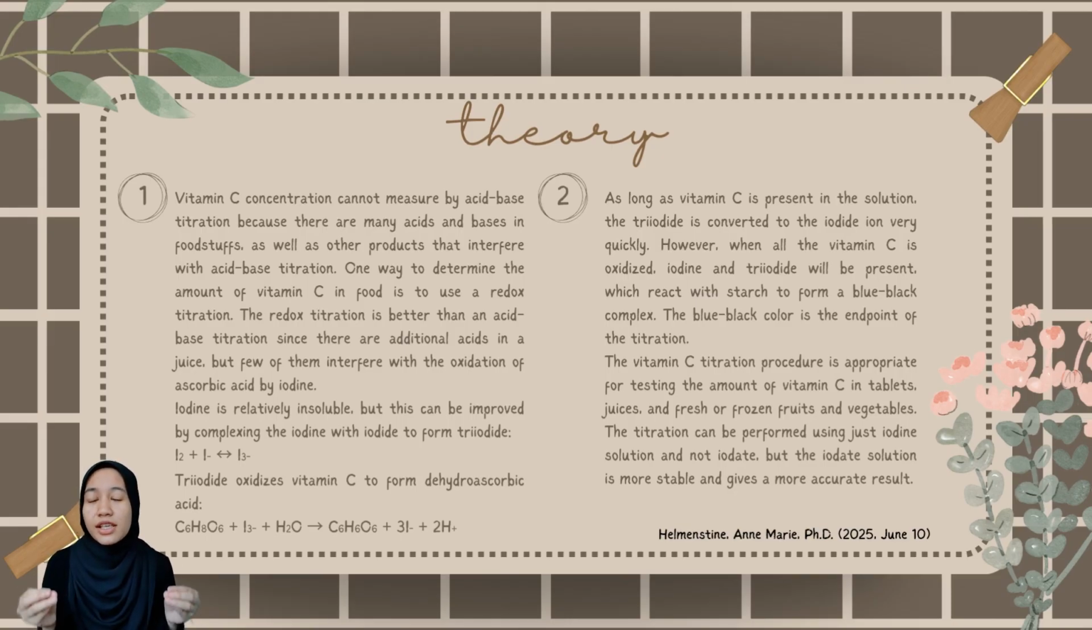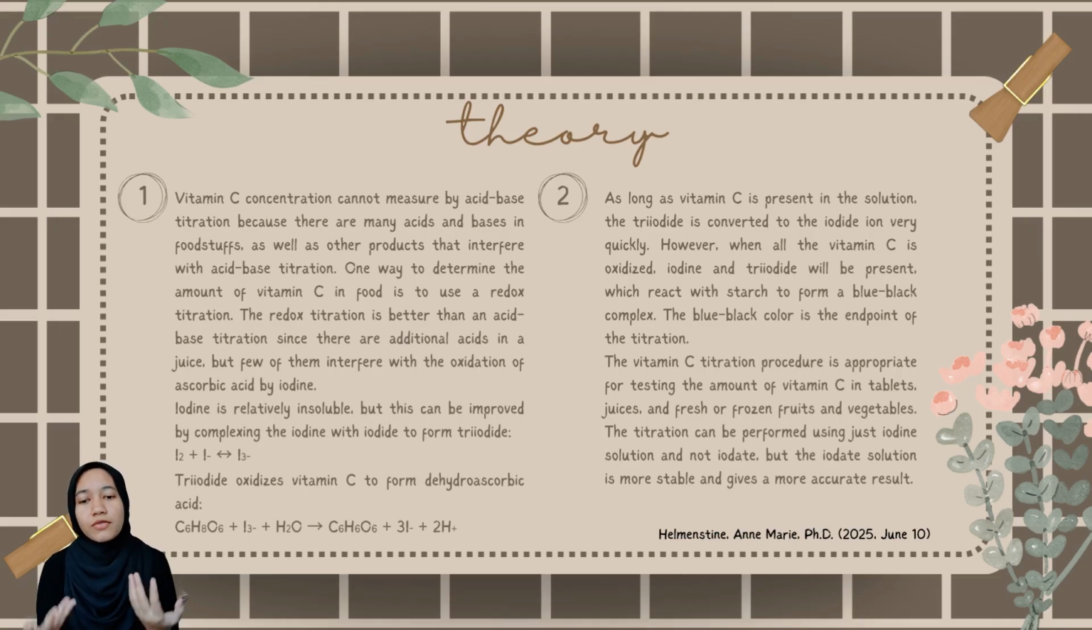Vitamin C concentration cannot be measured by acid-base titration because there are many acids and bases in foodstuff, as well as other products that interfere with acid-base titration. One way to determine the amount of vitamin C in food is to use a redox titration. The redox titration is better than acid-base titration since, although there are additional acids in a juice, few of them interfere with the oxidation of ascorbic acid by iodine.